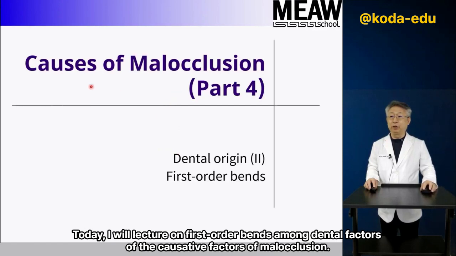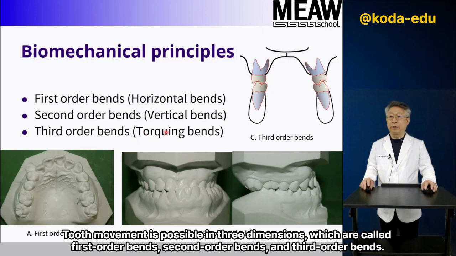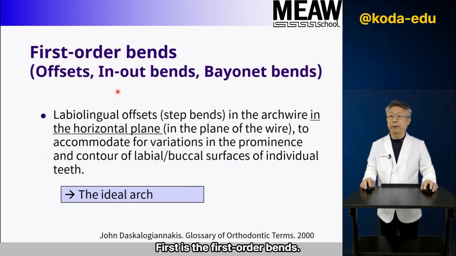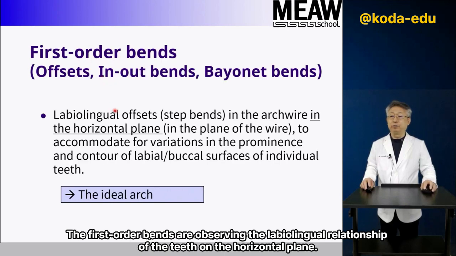Today, I will lecture on first-order bends among the dental factors of the causative factors of malocclusion. Tooth movement is possible in three dimensions, which are called first-order bends, second-order bends, and third-order bends. First is the first-order bends. The first-order bends are observing the labiolingual relationship of the teeth on the horizontal plane.